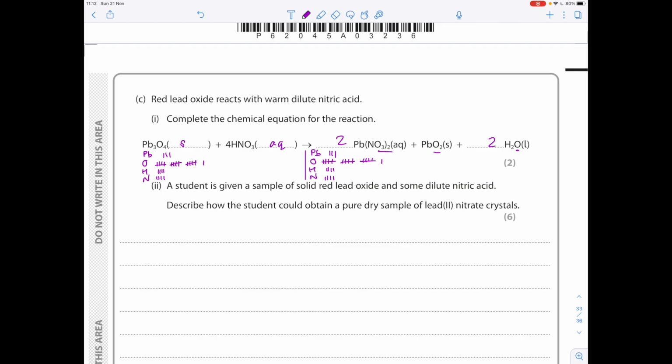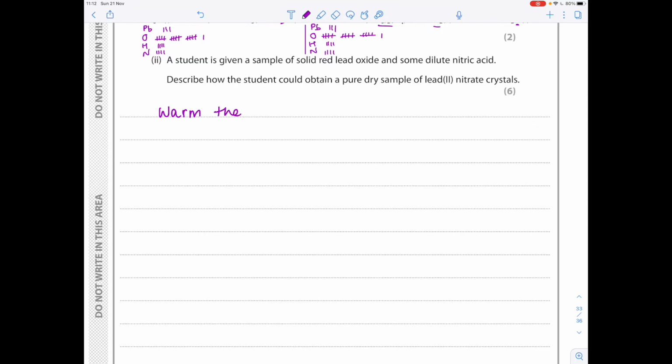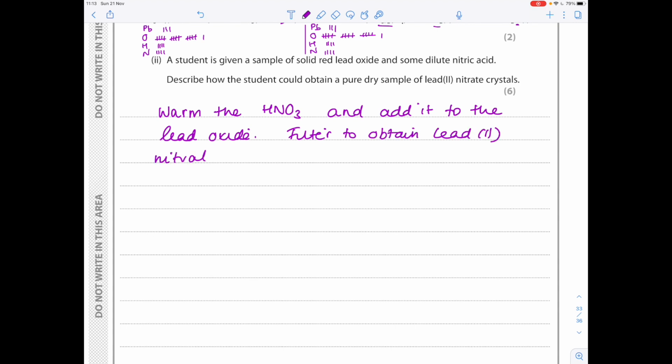A student is given a sample of solid red lead oxide and some dilute nitric acid. Describe how the student could obtain a pure sample of lead 2 nitrate crystals. Okay, this is a making salt answer. 6 marks though. Wow. The first point we want to make is to warm the nitric acid and add it to the lead oxide. Filter to obtain lead 2 nitrate solution.